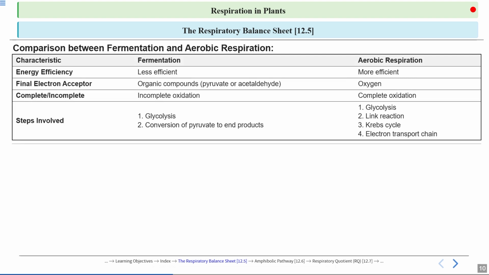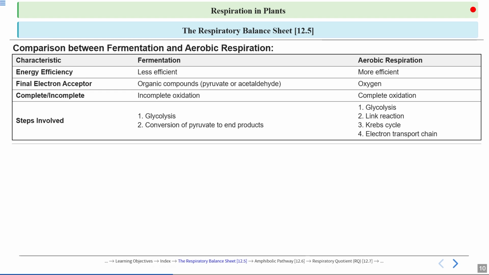Now let's talk about energy efficiency for both fermentation and aerobic respiration. We have seen that the ATP produced in fermentation is only 2 ATP molecules, so it is very inefficient in terms of energy. Whereas aerobic respiration is a much more energy-yielding process and therefore it is more efficient.